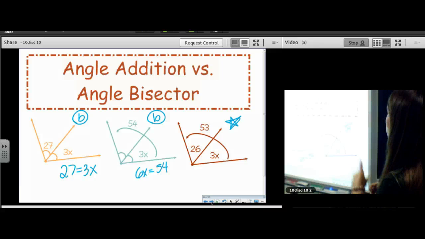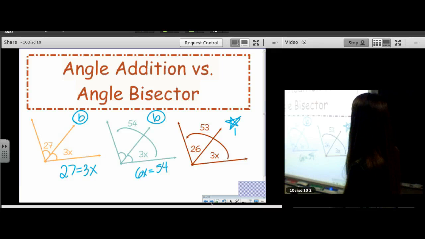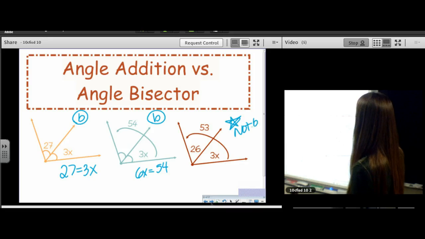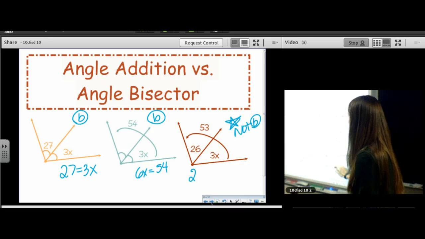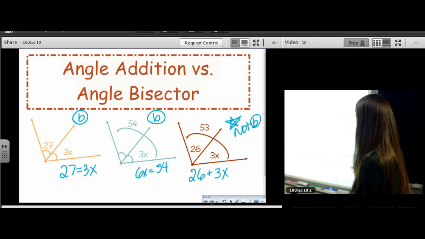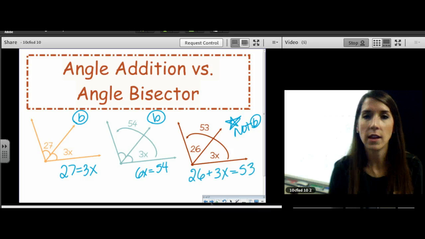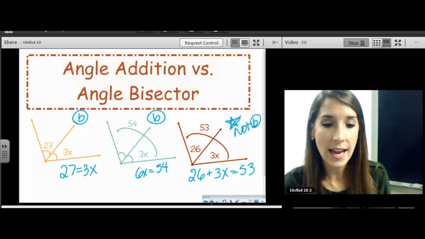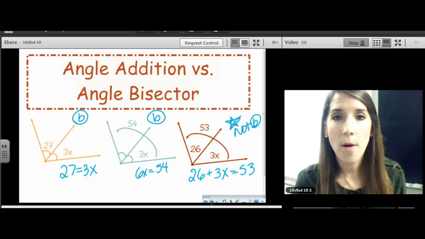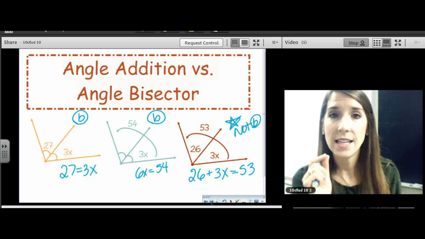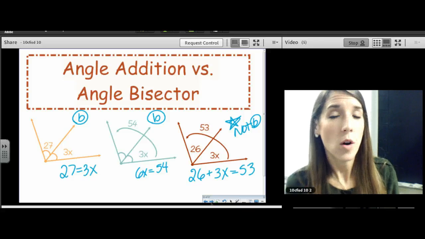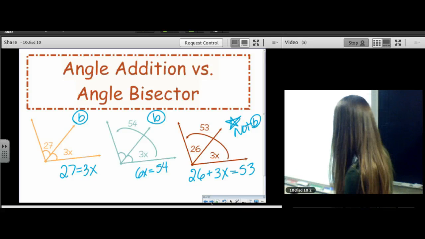Okay, next one. This is not an angle bisector. So in this one, you would do part plus part equals whole. We're not really going to solve it. I just want you to know how to set up each problem. So when you get a problem, first ask yourself, is this an angle addition problem or a bisector problem?